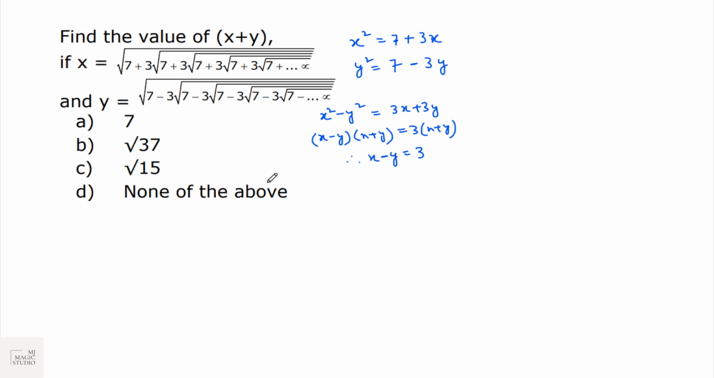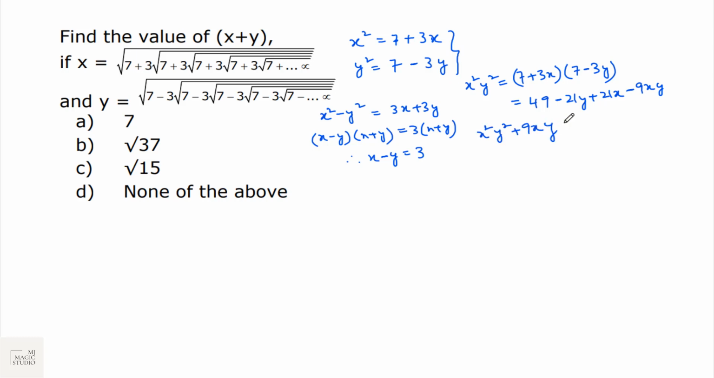But we need x plus y. So for that we need x into y also. So now what I am doing, I am multiplying these two. So x square y square equals 7 plus 3x into 7 minus 3y. That is 49 minus 21y plus 21x minus 9xy. So x square y square plus 9xy equals 49 plus 21 into x minus y. x minus y is 3. So that is 49 plus 63.